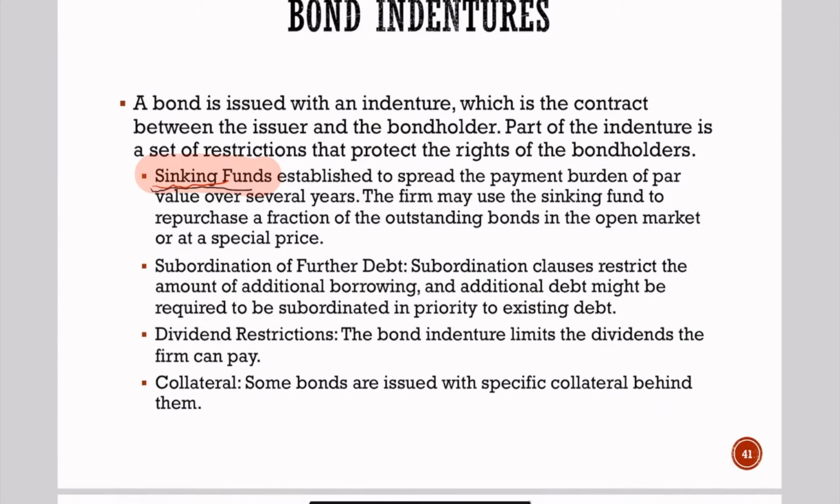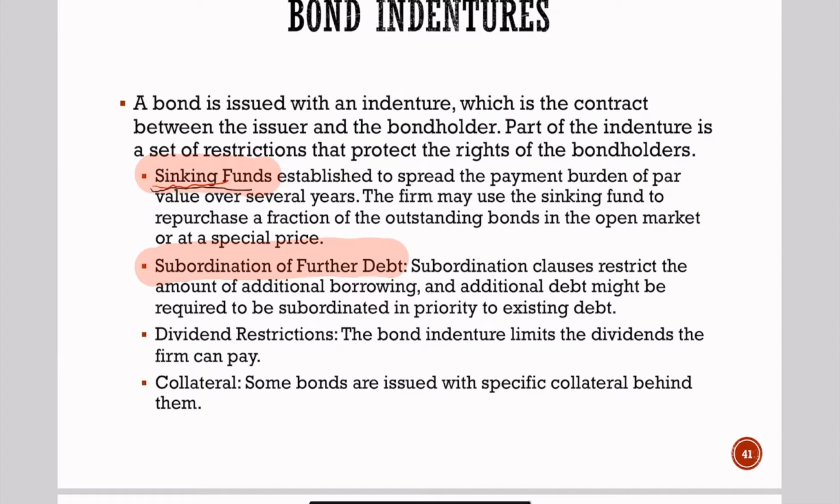Okay, the second one is called subordination of further debt. The idea is like this. If you're the lender, let's say you have lent $100 million to a firm. In this case, you don't like the firm to take additional debt, because if the firm takes additional debt, it will make existing debt riskier. It will hurt you as the original lender. So in this case, you could add this subordination provision in this contract.